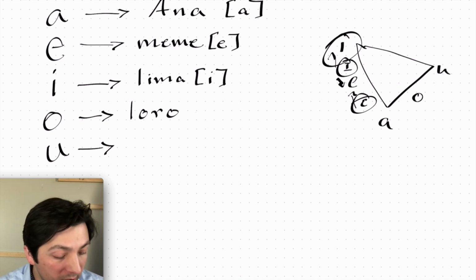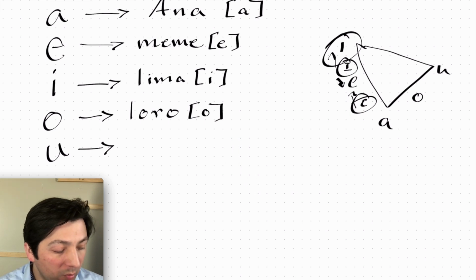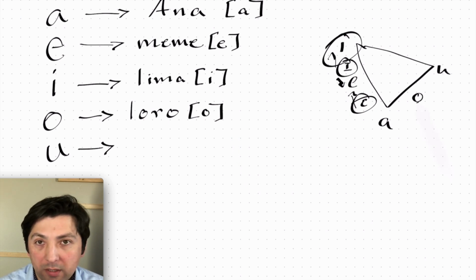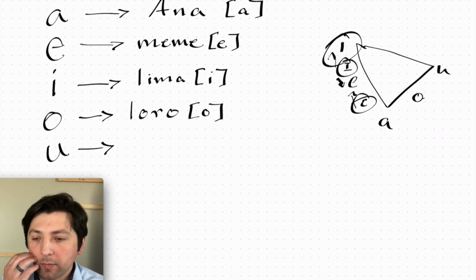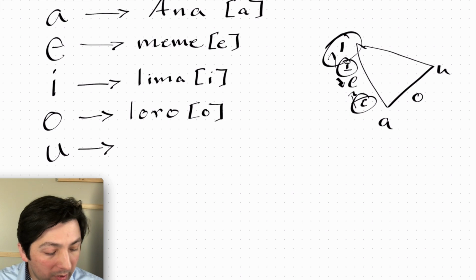Nothing special. International Phonetic Alphabet, we would have O, which is back mid. And that's what we have here. Rounded lips as well, right? O. In the case of U, we have, for example, Lulu.